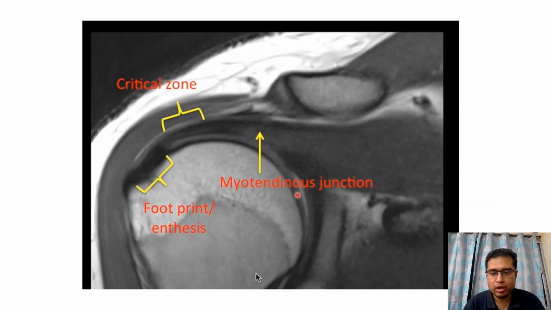Now coming to another important session or discussion on rotator cuff tendinopathies and tendon tears. To discuss that, we first need to understand that the tendon of the rotator cuff consists typically of three important parts. This is the supraspinatus tendon, which is commonly affected in rotator cuff injuries, which contains this footprint or enthesis where it is attaching to the greater tubercle, then a critical zone, and then the myotendinous junction, which is commonly affected in trauma.